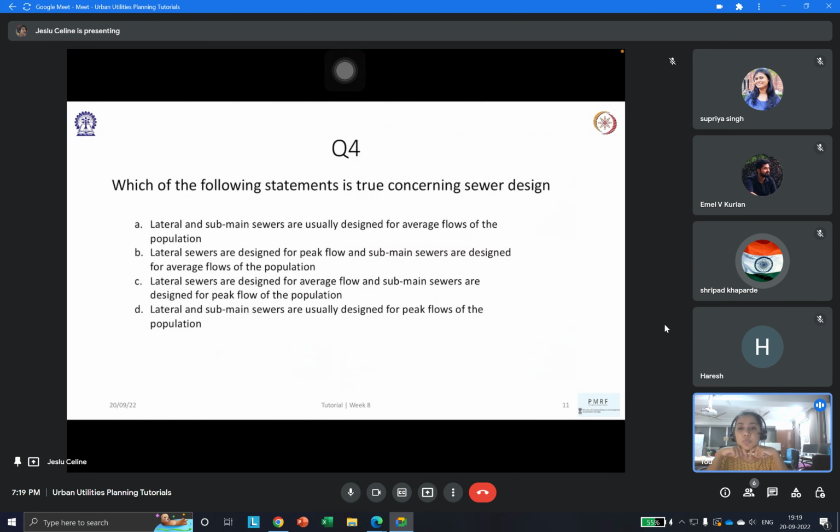So next question is, which of the following statements is true concerning sewer design? Some options are given. Lateral and sub-main sewers are usually designed for average flows of the population. Sewers are designed for peak flow, and sub-main sewers are designed for average flows. Lateral sewers are designed for average flow, and sub-main sewers are designed for peak flow. Lateral and sub-main both are designed for peak flows of population.